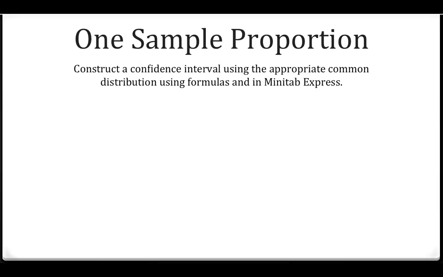Our second learning objective was to construct a confidence interval using the appropriate distribution using formulas or Minitab Express. We're only going to look at the formulas that are used with the normal approximation method. For the exact method, a binomial distribution is used. You learned about these last week. There aren't any formulas associated with this, but you can do this in Minitab Express by using the default exact method. Let's look at the formulas that are used with the normal approximation method now.